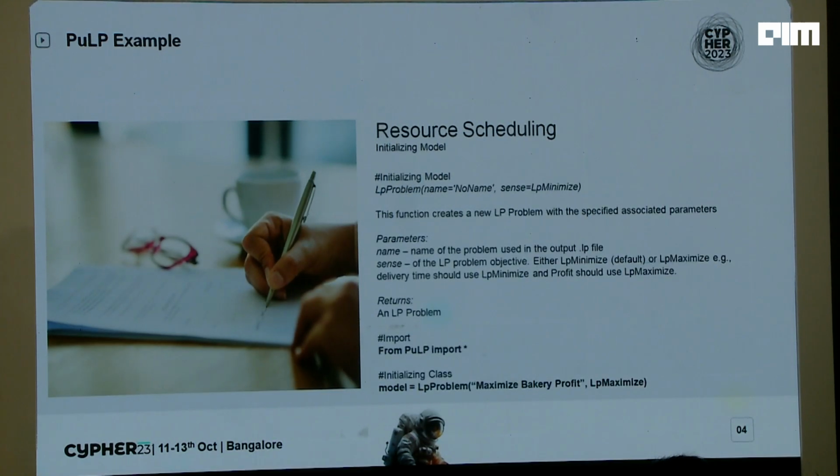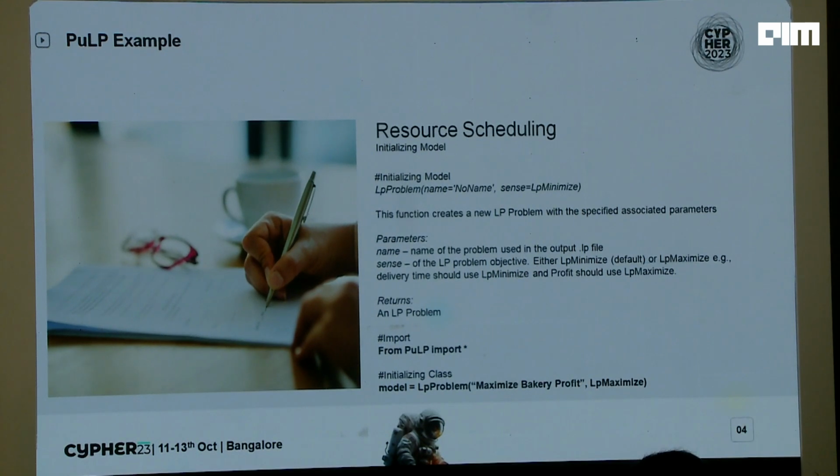Now, how do you initialize the model? You have this LpProblem, the function where you can provide a name of the model, and you can set it to minimize or maximize. The sense is LpMinimize here, because we have taken the minimize part, but you can always choose to change it to maximize. By default, it will be minimized. So if you are doing LpMinimize, you don't even have to mention it. You can just start with LpProblem name equal to something.